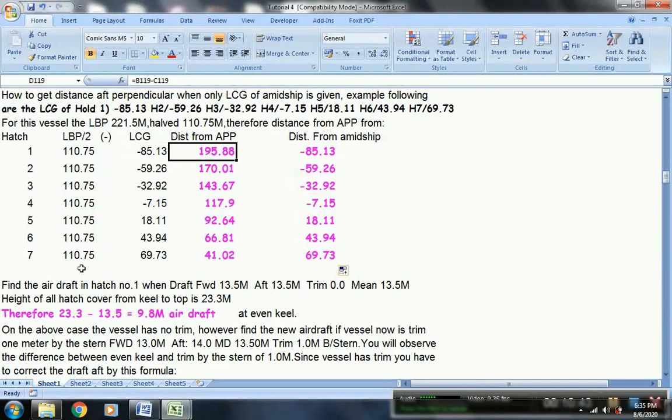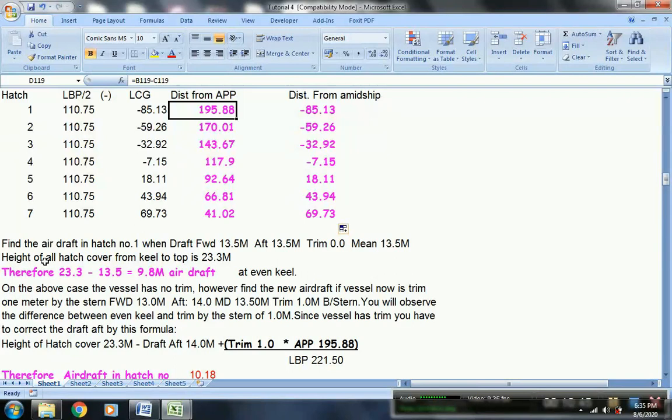Another example: find the airdraft in hatch number 1 when the draft forward is 13.5. So this is already loaded. Draft aft is 13.5, the trim is 0, and the mean draft is 13.5. Of course, even keel is the mean draft. The height of the hatch cover is 23.3. In this case, you may just compute directly, meaning you subtract the height of the structure minus 13.5, because there is no correction, because there is no trim of the vessel. So this is even keel. By doing so, the answer is 9.8 meters. This is your airdraft at even keel.